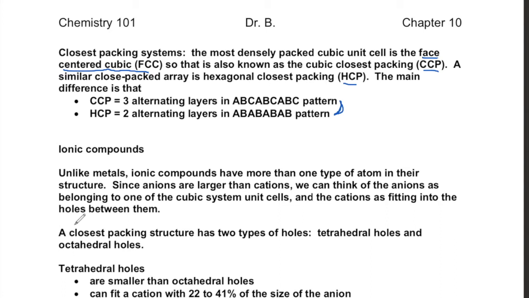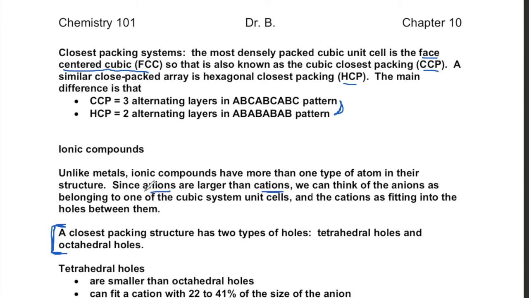Many ionic compounds form one of these closest packing systems. So unlike the metals that we looked at when we looked at the unit cells at first, for the ions, you have cations and anions that have to fit together in this ordered structure. So it's a little bit more complex than a metal where all the spheres are the same thing. So we have 2 different things. We have some anions and some cations.